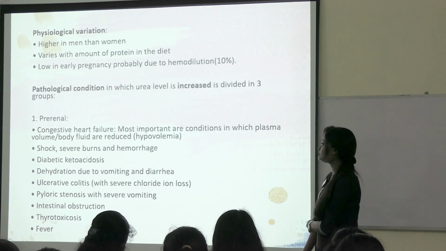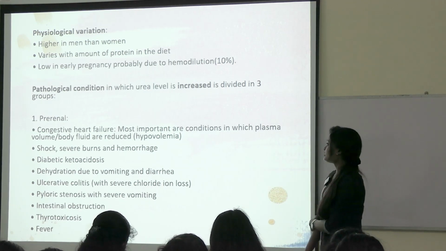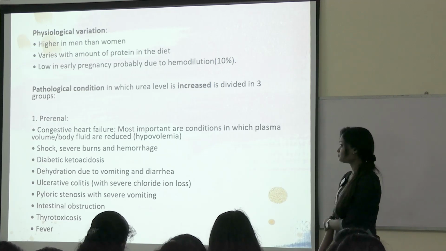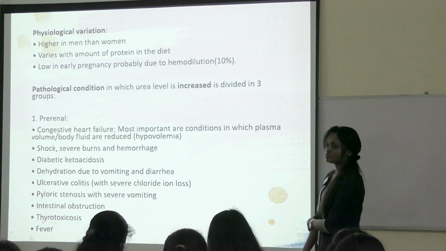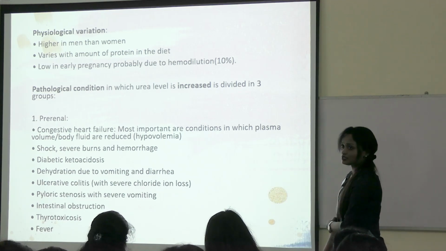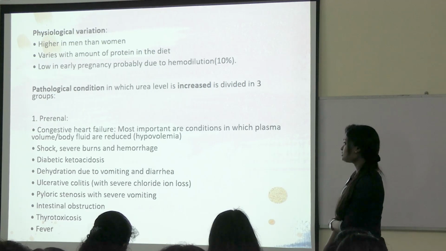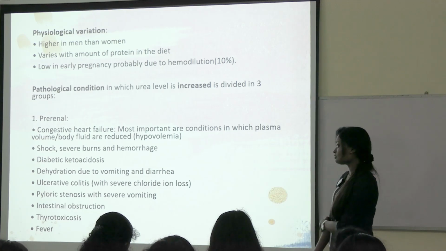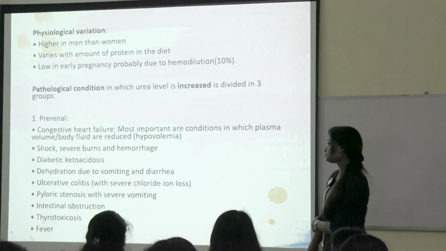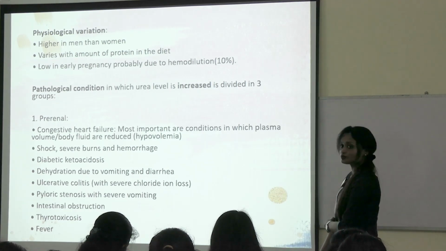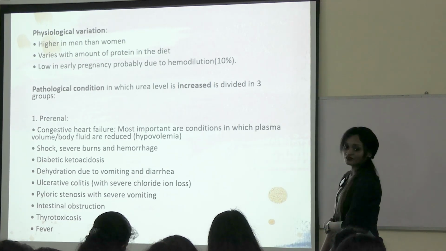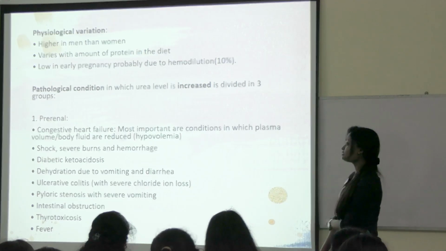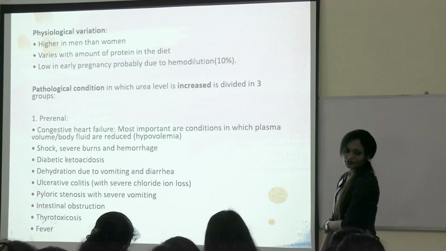First one is pre-renal: congestive heart failure. Most important are conditions in which plasma volume or body fluid are reduced. And then shock, severe burn and hemorrhage, diabetic ketoacidosis, dehydration due to vomiting and diarrhea, ulcerative colitis with severe chloride ion loss, then pyloric stenosis with severe vomiting, intestinal obstruction, thyrotoxicosis and fever. These are a few reasons of pre-renal cause of raised blood urea.